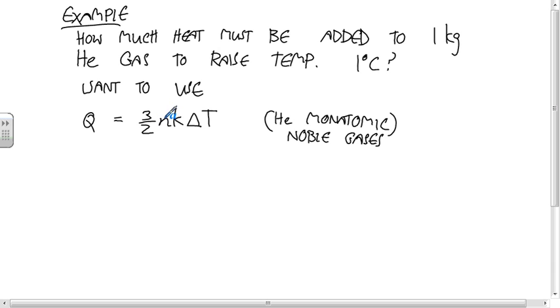So we're given the change in temperature. We want to raise the temperature 1 degree Celsius, so the change in temperature is going to be +1. We have everything we need except the number of moles. So how are we going to figure out the number of moles? We're given the mass. Yeah, right, exactly. So we'll use the fact that 1 helium atom has a mass of 4.